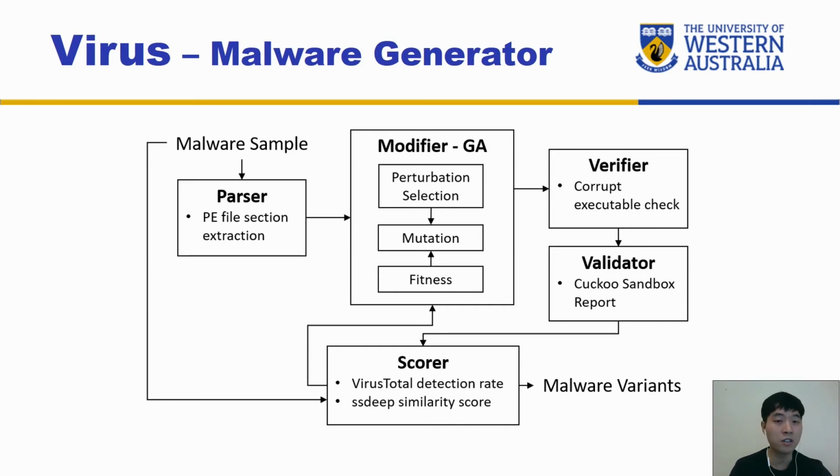We look at the detection rates as well as similarity scores, and we want the detection rate to improve or remain the same; we don't want higher detected ones. But at the same time, the similarity is quite different. That means we create a good variant out of that.